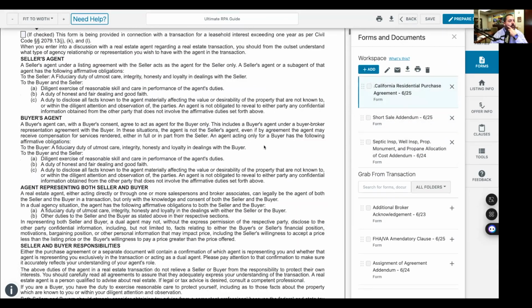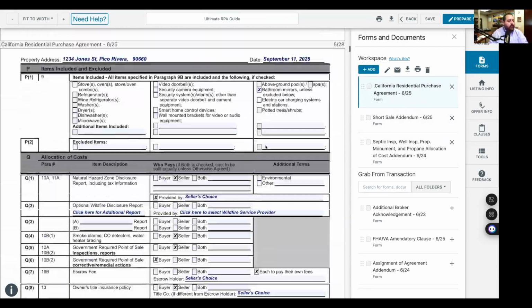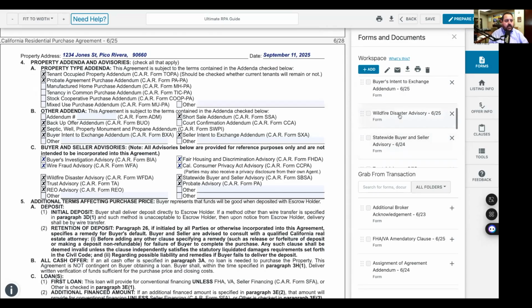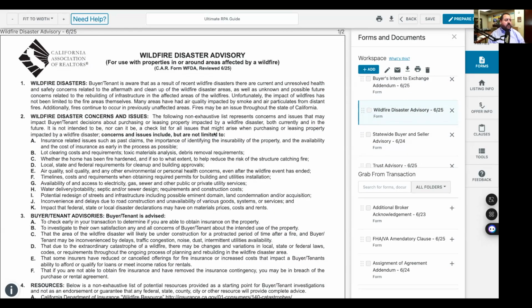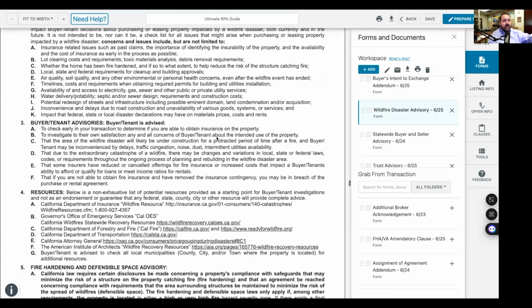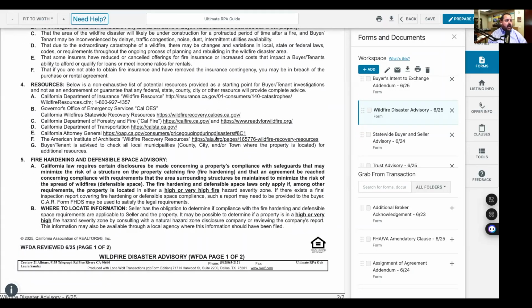Let's go back over here. Which one didn't we look at? Oh, the wire fraud. No, the wildfire disaster. Let's look at that one. So this advisory is about wildfires. Again, the advisory talks about the extra cost. There's nothing to fill out on this. It does talk about the fire hardening and defensible space part of the report, what'll happen.